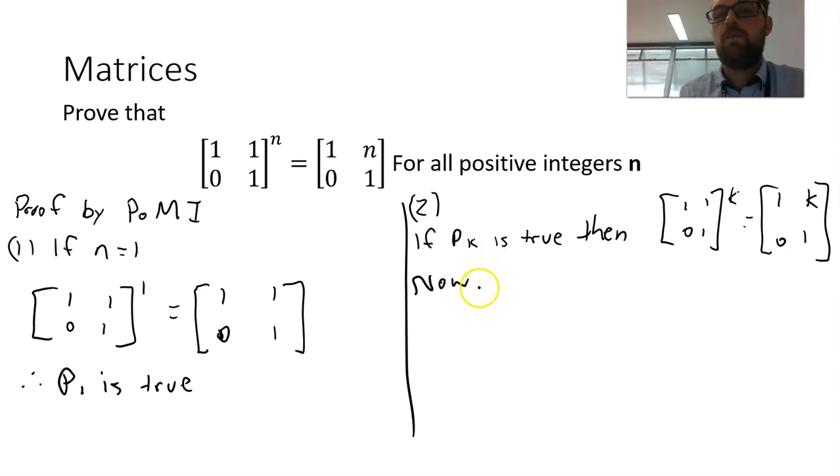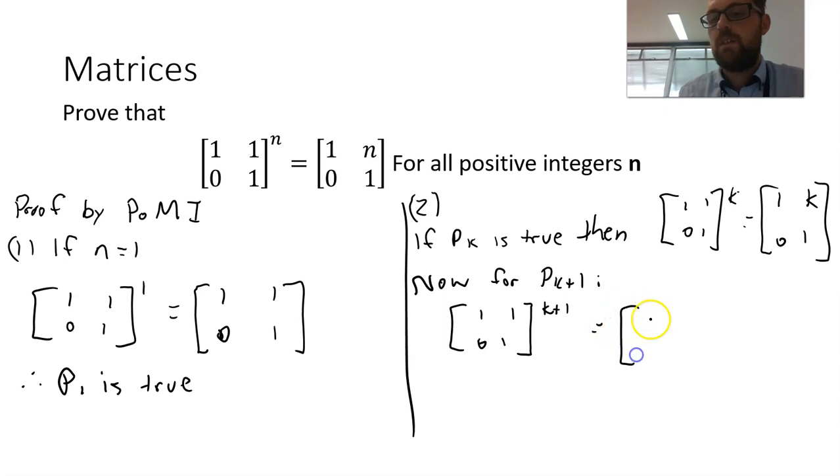Now, for P of k plus 1, what we get is [1, 1; 0, 1] to the power of k plus 1 equals [1, k plus 1; 0, 1]. All right, now we've got something interesting. So what I'm going to do is expand this left-hand side, because we can't really do anything to the right-hand side. It's kind of just happy being there.